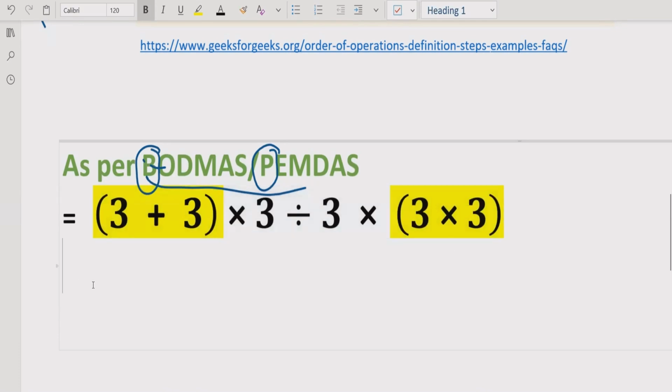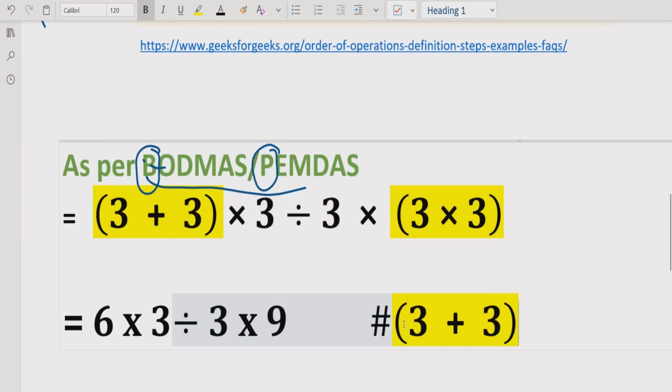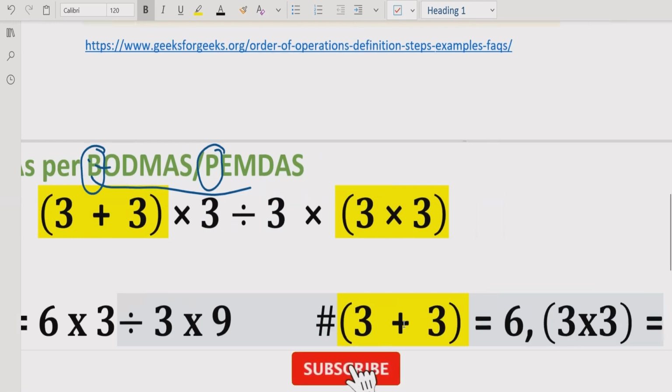Here we solve this part, 3 plus 3, which is equal to 6, and write the expression as it is. After that, we solve 3 multiplied by 3, which is equal to 9. So here we solve the brackets first, and we give the reference: 3 plus 3 equals 6, and 3 multiplied by 3 equals 9.